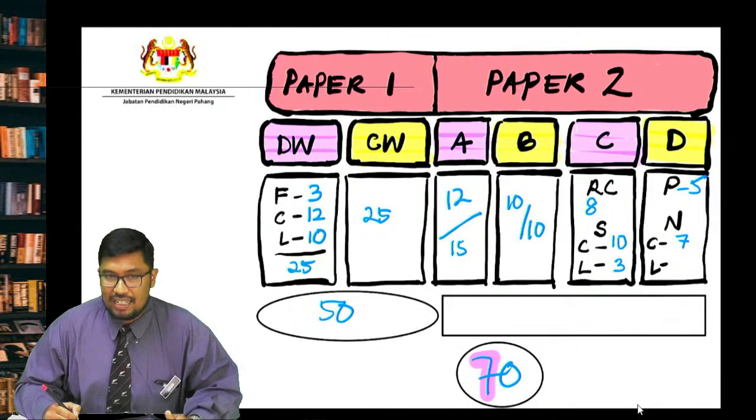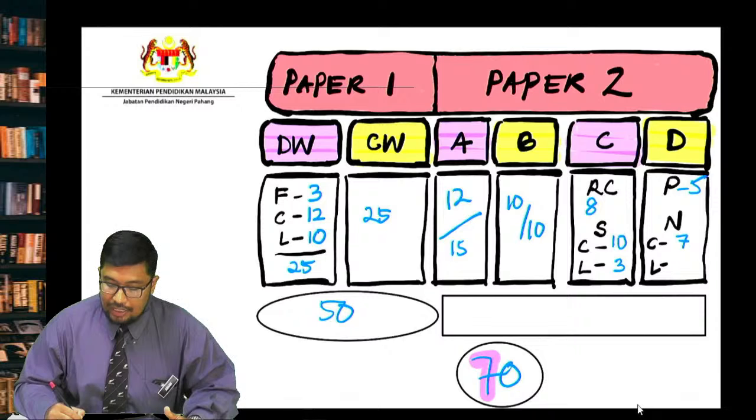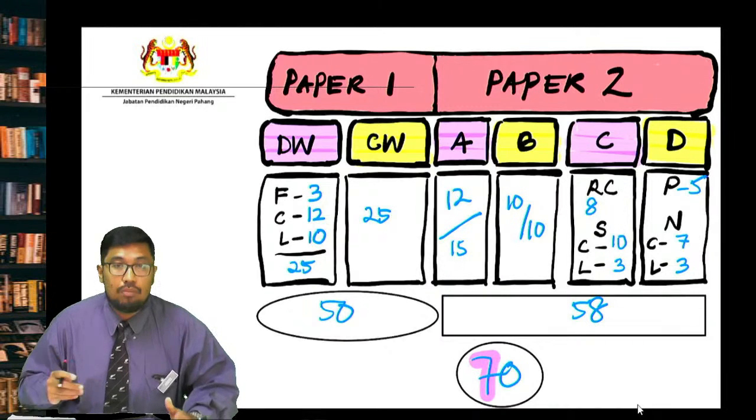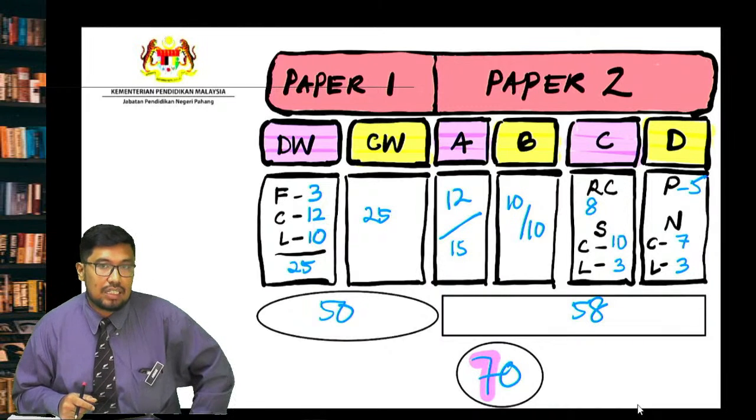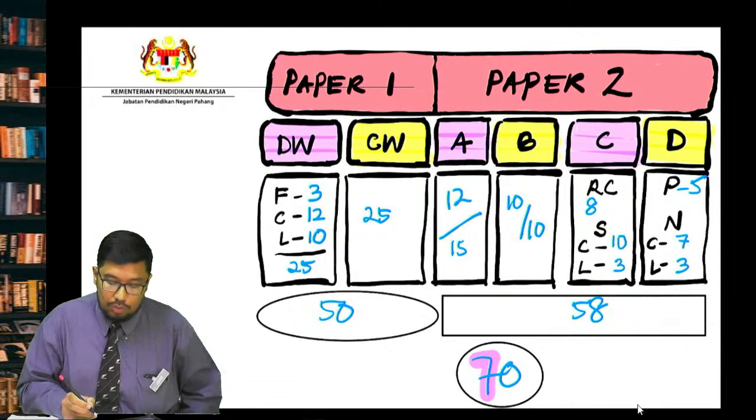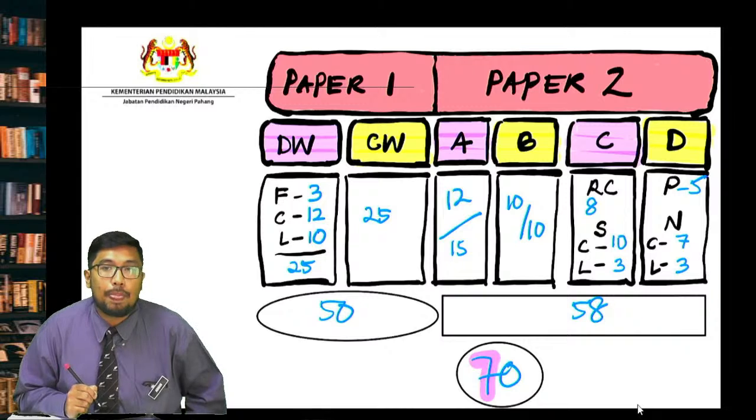Make sure you score at least 7 marks for your content. And then for language, make sure you score 3. So in total, you have to score a minimum of 58 marks for your paper 2. So when you add up paper 1 and paper 2, 50 plus 58, you get a total of 108, divided by 155, you will get 70 marks.